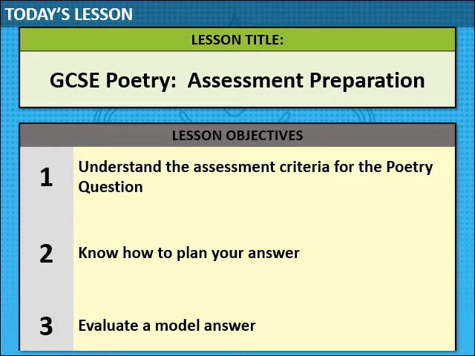Overall today, we're aiming for you to be prepared to do an exam practice question next Wednesday. To get there, we're going to cover 3 objectives. First, gaining a good understanding of the assessment criteria and what you have to do to get a good mark. Second, learning how to plan your answer. And third, identifying the features of and evaluating a model answer.